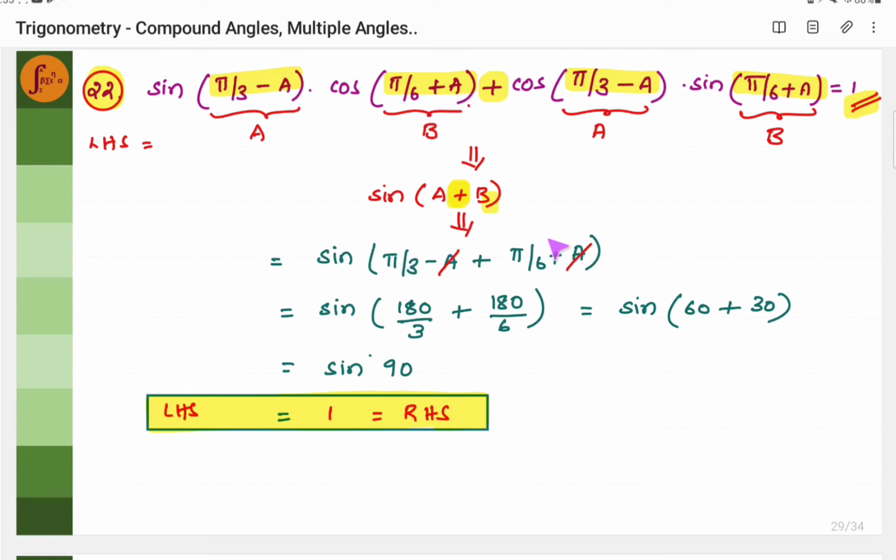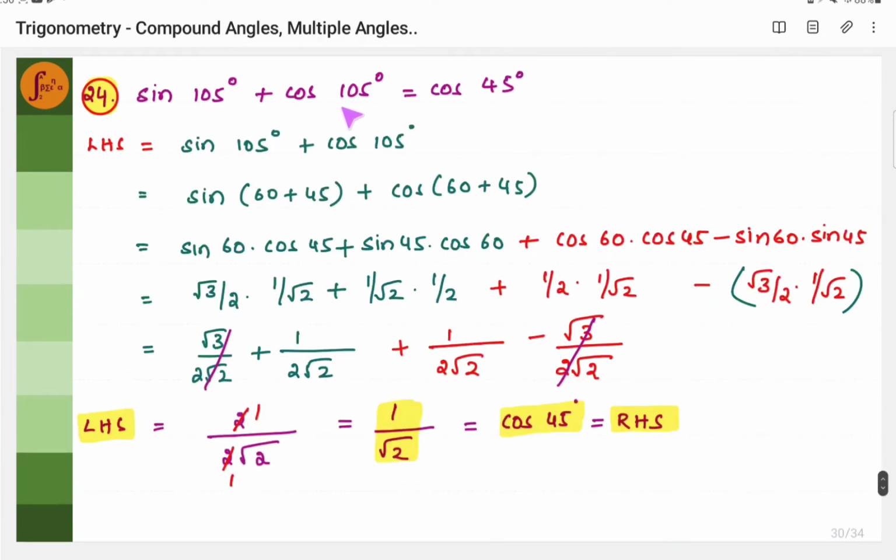Now you substitute both. A and A will get cancelled. You'll have pi by 3 plus pi by 6. What is pi by 3? Pi is 180 degrees, right? So 180 by 3 and 180 by 6, you'll get sin 60 plus 30, which is sin 90. And sin 90 is 1, right? You have to remember this. Sin 90 is 1, which is equal to RHS. So hence we have proved this particular expression.